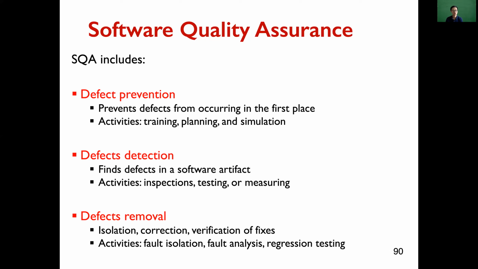The second goal is to do defect detection. So if we cannot prevent all defects, we need to be able to detect those defects in the software artifact. This includes testing, inspection, and measuring. The third goal is to do defect removal. So after we detect those defects, we should be able to remove them. For example, we can isolate them, correct them, and also we need to verify whether our fixes are valid.